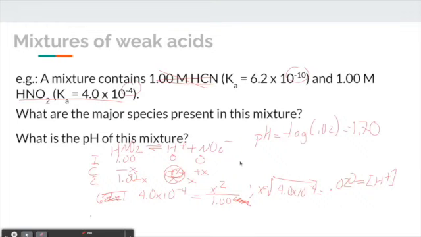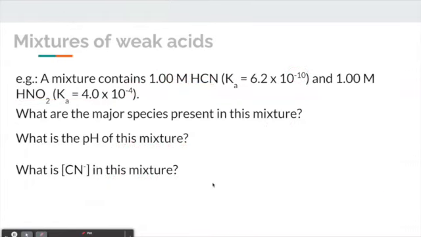Now, if I wanted to be really sure, I could do a RICE chart for the HCN and find out how much H plus is going to be contributed. If you do that, you will find it's so small compared with the 0.02 molar that it was perfectly fine to ignore it.